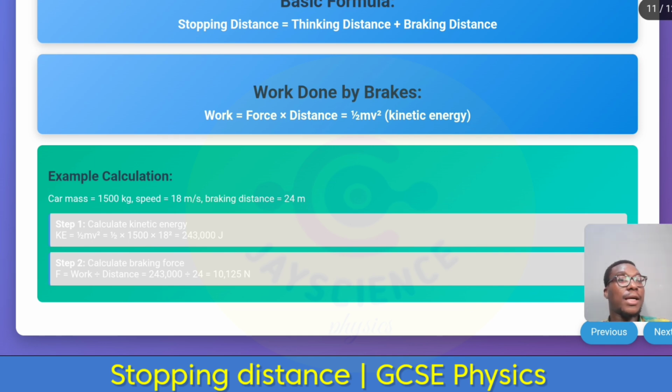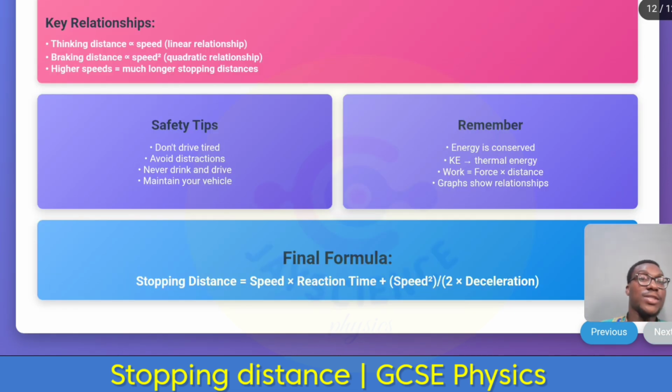So for the final calculation you have on the screen, we need to get the braking force. We have the variables: our car mass, our speed, our braking distance. To get the braking force, we just do the kinetic energy. That gives us 243,000 joules. And then the braking force is work done divided by distance. Your work done is 243,000 joules divided by the braking distance. You get 10,125 newtons.